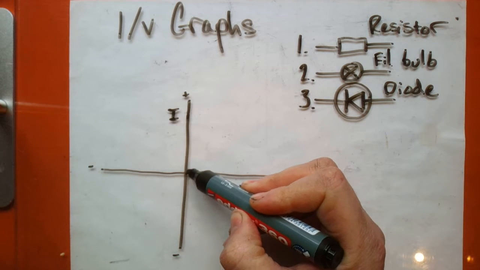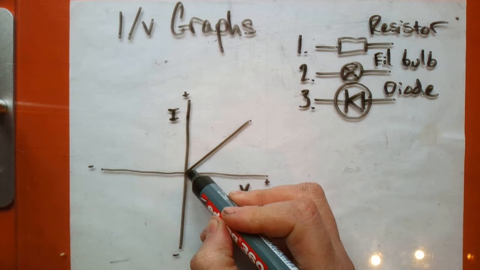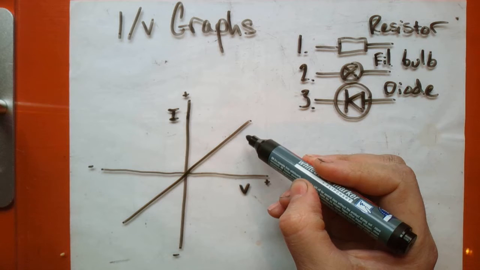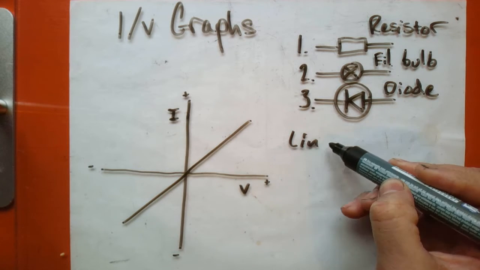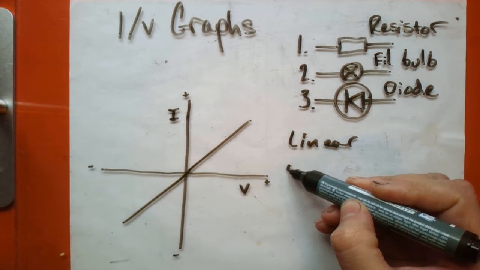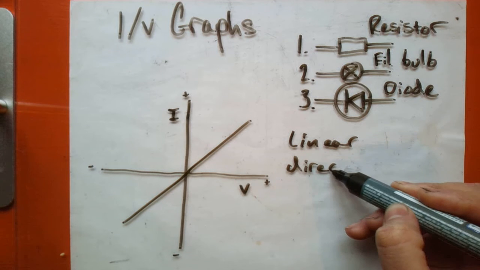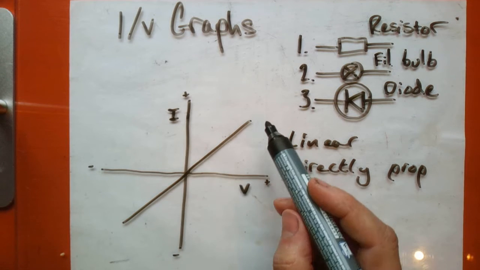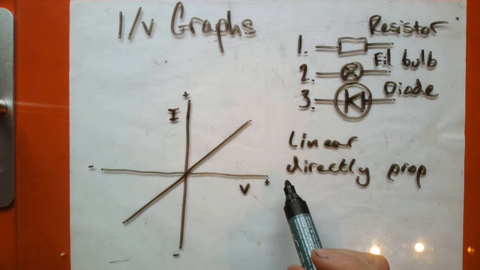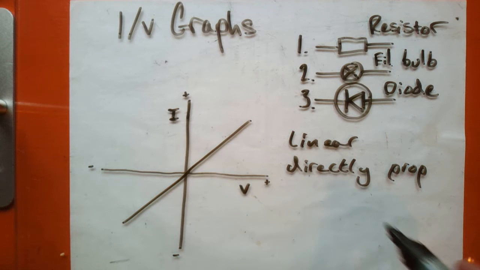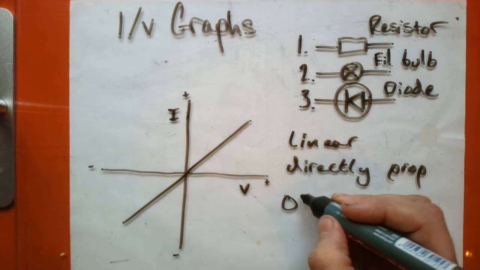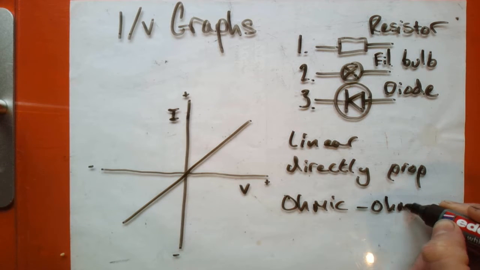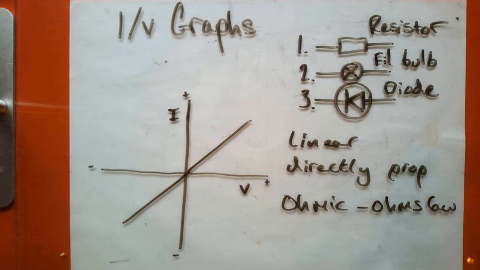So the first one we need to know is the resistor. Now the resistor graph is a straight line from the origin like this. This shows it is a linear relationship. It is directly proportional because it comes from the origin. Because current and voltage are directly proportional, this tells us that it is an ohmic device. It follows Ohm's law.